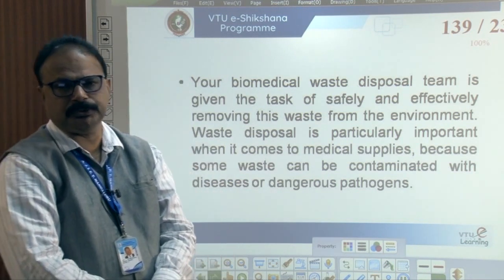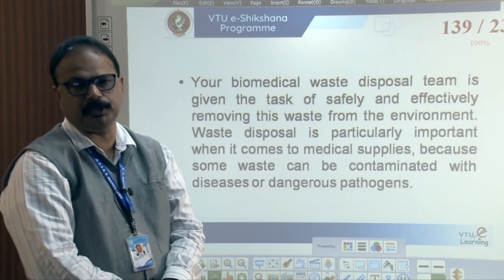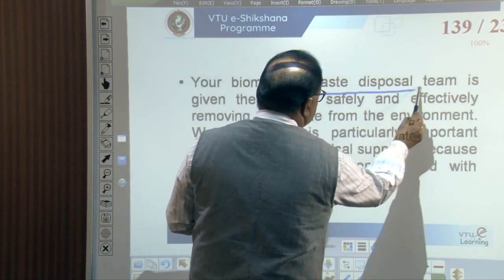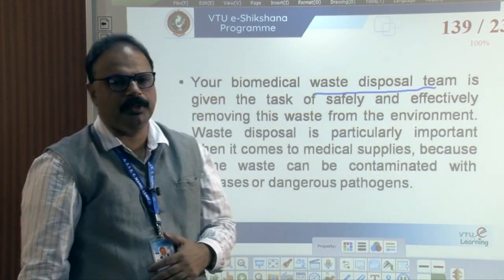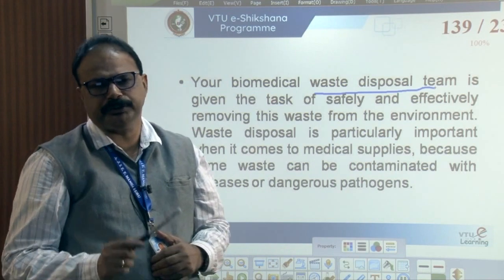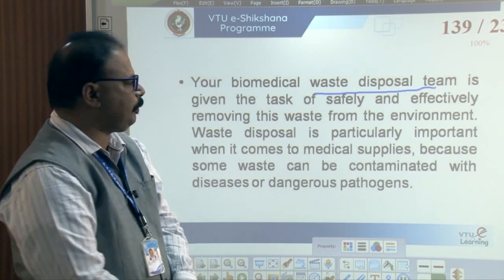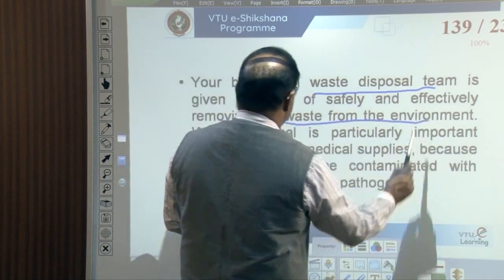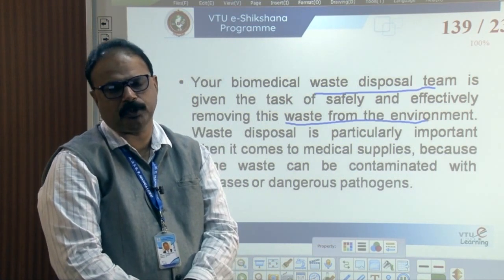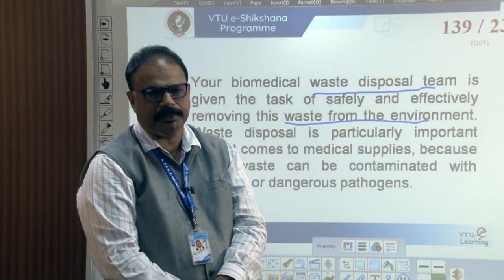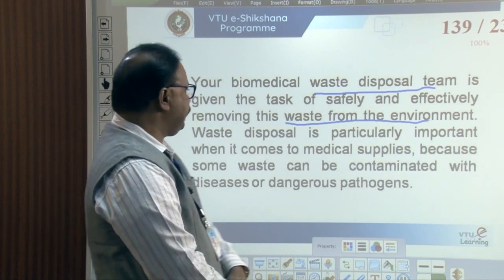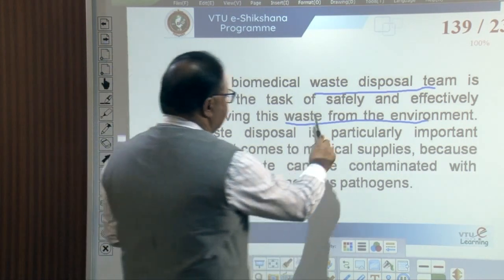Your biomedical waste disposal team is given the task to safely and effectively remove the waste from the environment. Very important: the biomedical waste team is a separate team. It is not a municipality waste management team or solid waste management team. They have the task of safely and effectively removing the waste from the environment. That is the challenge, otherwise it will affect the environment. It causes diseases, pathogenic diseases. So that is the danger.